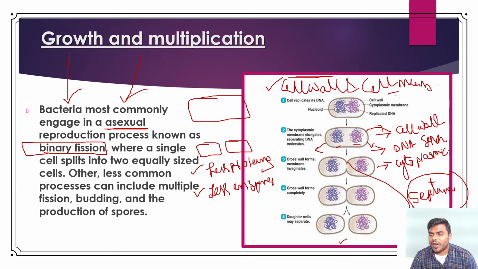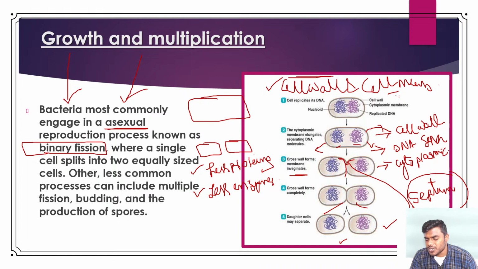Without septum formation, one parent cell never splits into two. Now you can ask me, sir, what exactly is the septum doing? Friends, every student remember, the septum is helpful in membrane invagination. You can see here, this is the septum. The septum will go deeper, deeper, deeper, and it can split one cell into two cells.